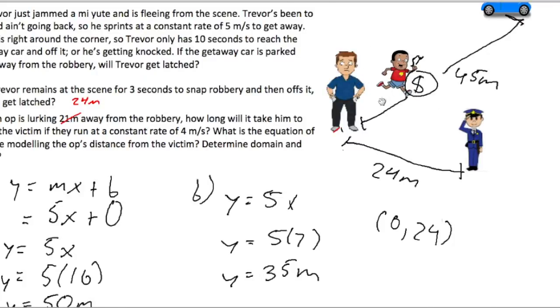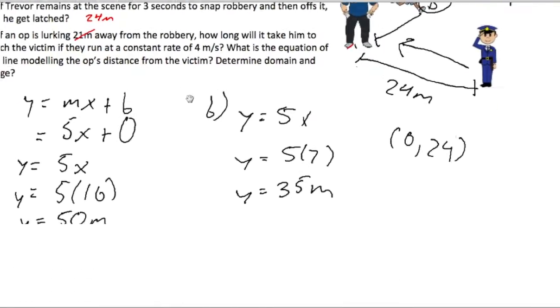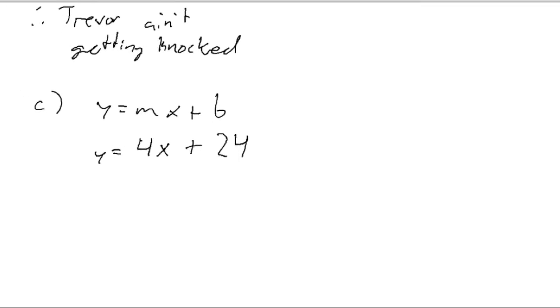See, Trevor's off this. Trevor's running in a positive direction, this way, off to the getaway car. But the op is trying to get a statement, so he has to run towards the crime scene and help the little Mayu that got jammed. Since he's running towards it, we just have to add an extra negative in front of our equation. Boom, negative. Now our equation's done. Let's rewrite it, make it look a little better. Negative 4x plus 24.